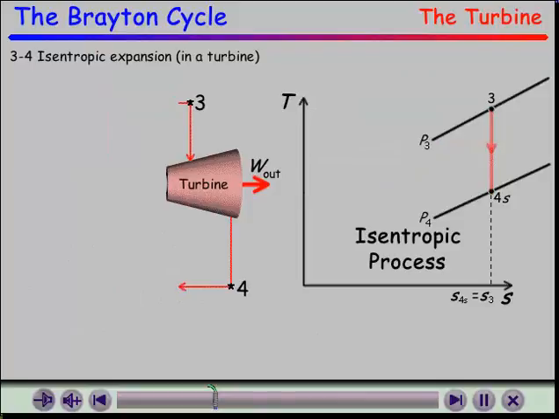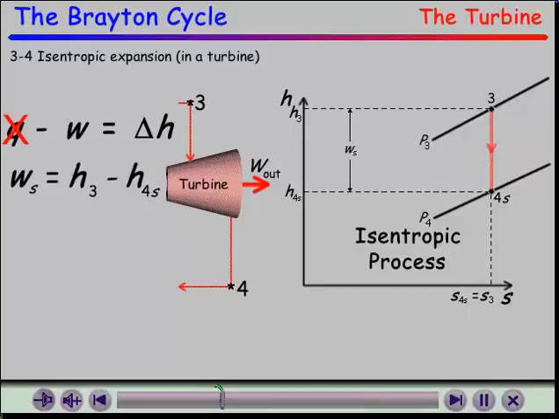The turbine's function is to convert the energy stored in the working fluid into useful work. Once again, we will consider the HS diagram to determine the work output from the turbine. Here, as with the compressor, the work done by the turbine is equal to the change in enthalpy between the two state points.